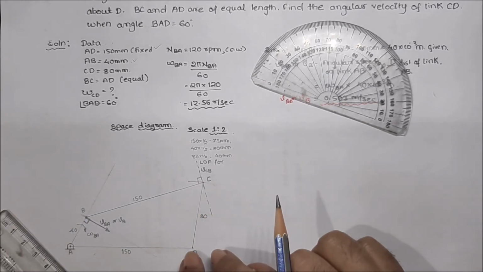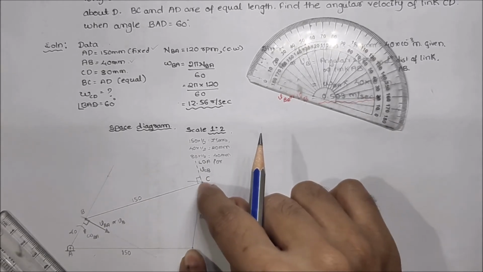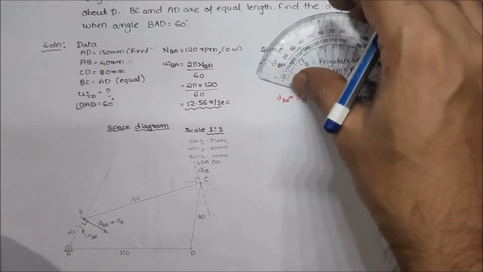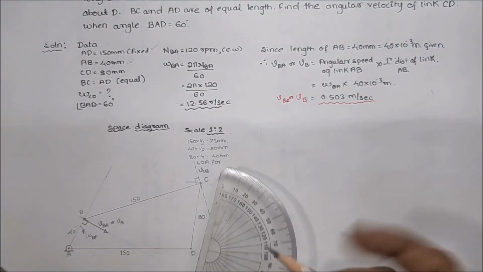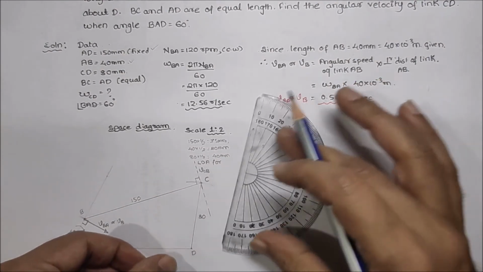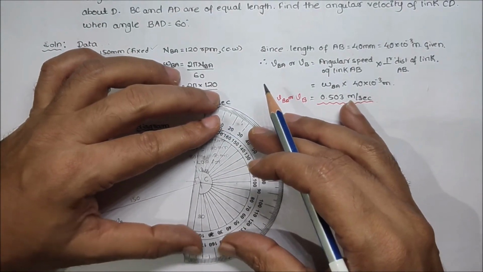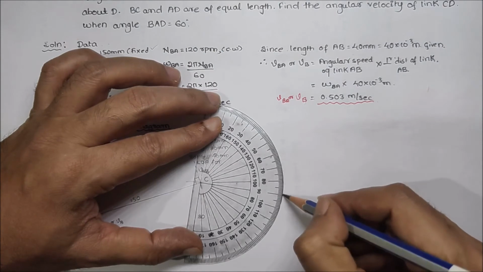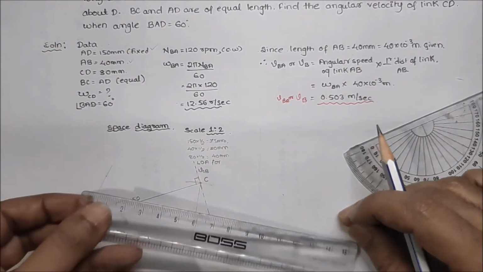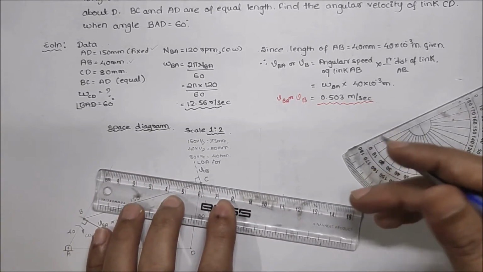Next, another fixed point we are having is D. So with respect to D, what is the velocity of point C? This has to be found out. For that, again we are taking the base of this one line that is coinciding with CD. So we'll keep it here and we'll measure 90 degree. Then we are going to get the line.